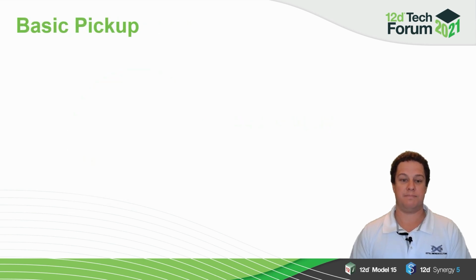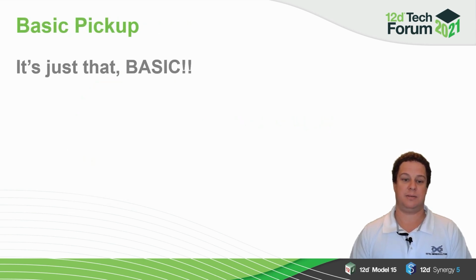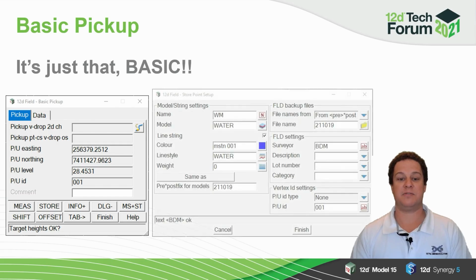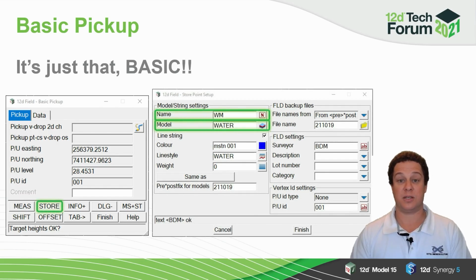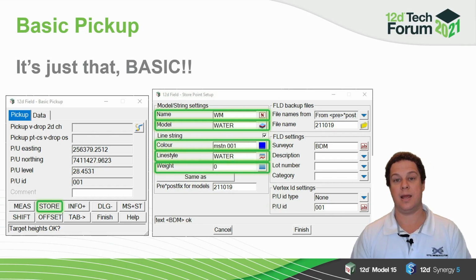So what's Basic Pickup? It's just that, basic. Basic Pickup allows the surveyor to store points in a specified model with a specified code, colour, line style, weight, and pickup ID.